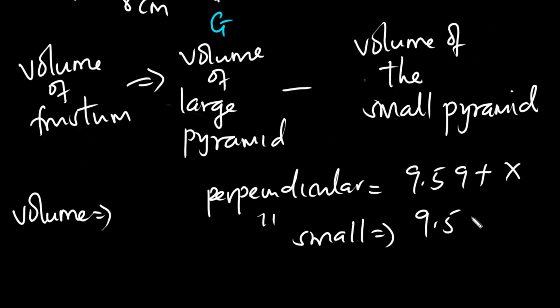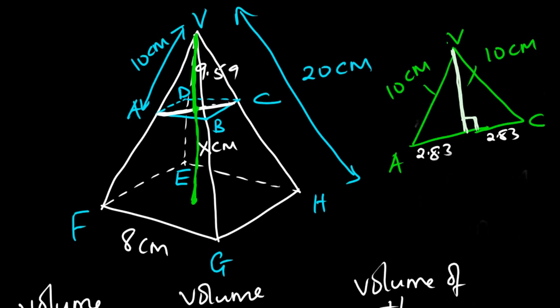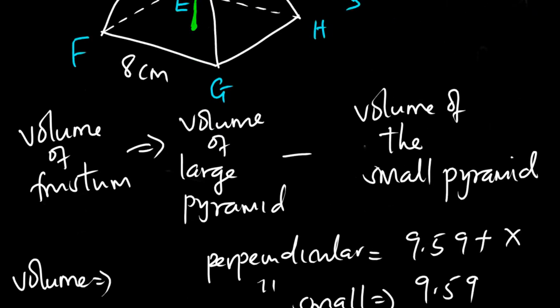Is 9.59 centimeters. Then let's also pick one other length that is common for both pyramids, the large pyramid and the small pyramid. We can pick this slant length. We know the slant length of the large cone is 20, and the slant height of the small cone is 10. So what does that mean?